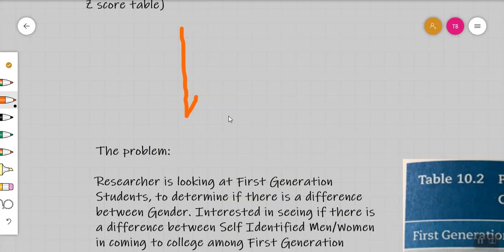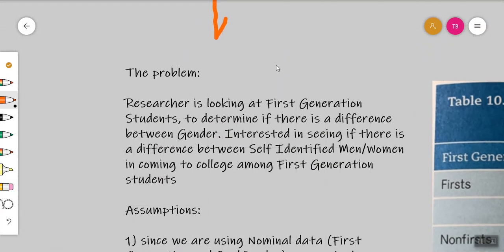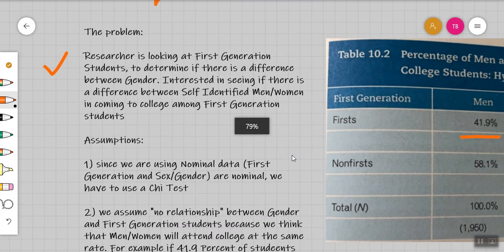Scrolling down. Okay, so here's a problem, and they're using GSS data. So the research was looking at first-generation students. It determined if there's a difference between genders. Interested in seeing if there is a difference between self-identified men and women in coming to college among first-generation students. Okay, so let me zoom out a little bit.